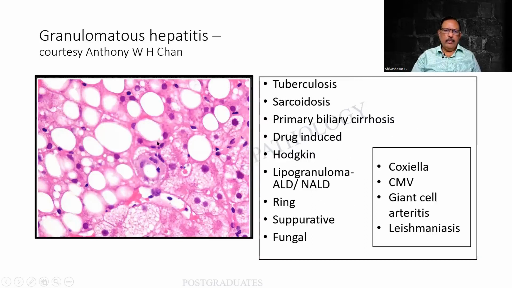And this is a case of a lipogranuloma. Lot of these adipocytes are there, and when it is going to rupture, there can be these foamy macrophages that are the accumulation leading to a granuloma. Infections, of course, you have got the Coxiella, CMV, giant cell arteritis, and leishmaniasis. Sometimes leishmaniasis can be a slight forte, cytomegalovirus can be a slight forte in the exam.